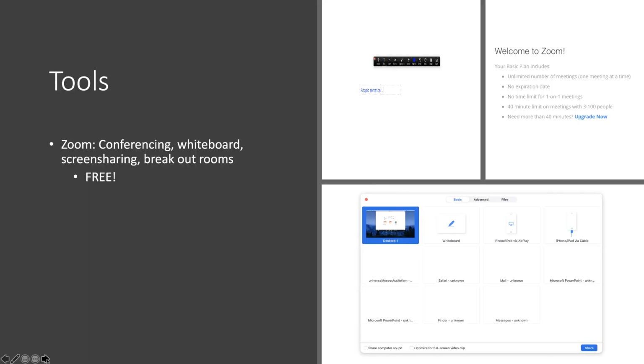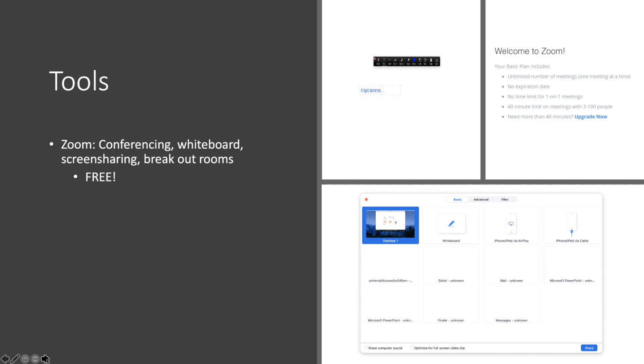So here are some screenshots of Zoom. Zoom is basically a web conferencing tool. It allows you to have a whiteboard. It allows you to screen share. It allows you to have breakout rooms. You can see right there, you can get a basic plan for free. You can have a 40-minute limit on meetings with 3 to 100 people.